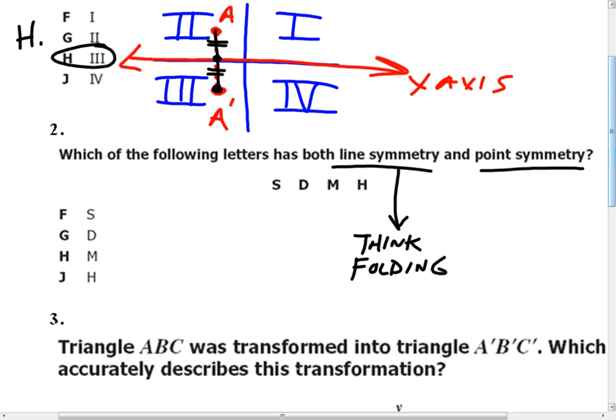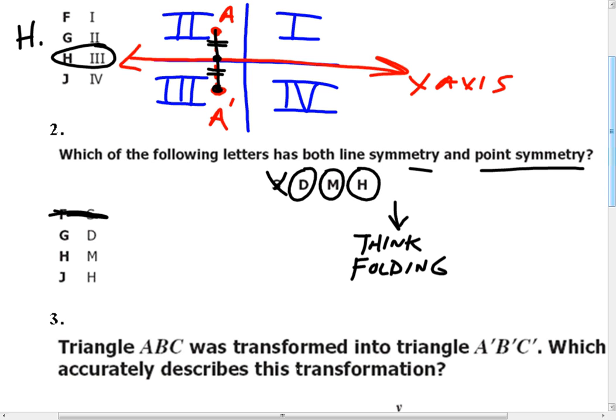D. Where can I fold D? Like that, yeah. Can I fold M? Yeah. Can I fold H? Yes. Both great. But can I do it at least once? Yeah. Can I do S? No, even if I do it diagonally or halfway, when I fold it, it's not going to coincide on both sides. The top half, if I do S this way, is not going to coincide with the bottom half when I fold it. So line symmetry, so far I've got those 3. I've ruled out S.